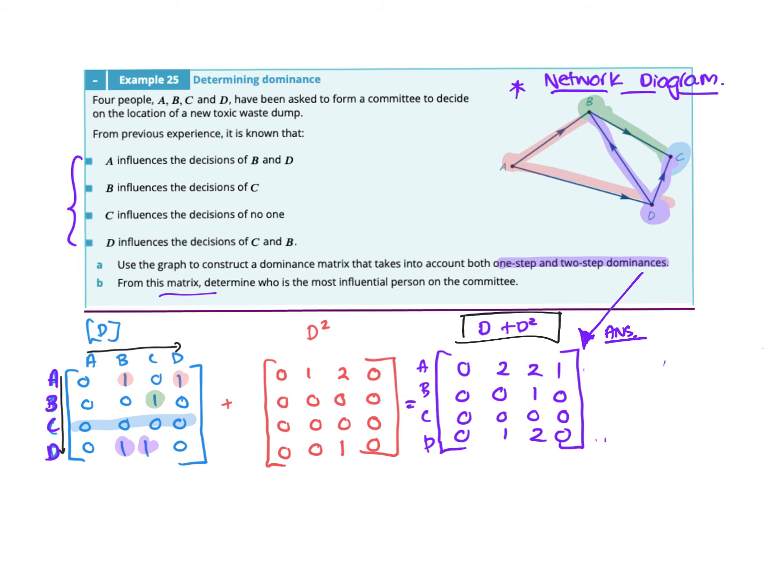So then we could tally it up, and A had 5, B equaled 1, C equaled 0, and D equaled 3. So we saw, even though in the beginning we saw that in the dominance, both A and D had the same amount of direct dominance, if you take into account 1 and 2 step, A is the most dominant person there, having the most influence.